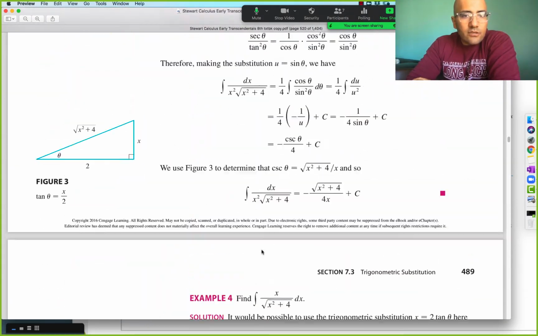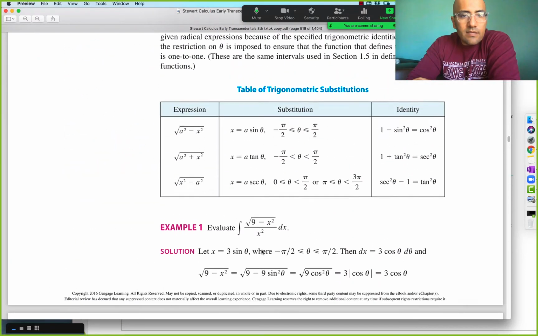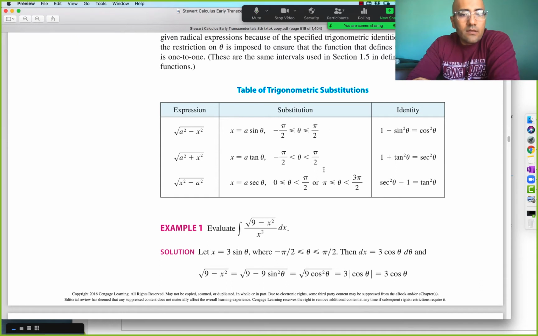At the beginning of this section, we are given this little list of things that work out well. When we see something of the form square root of a constant squared minus x squared, try this substitution. When we see a squared plus x squared inside a radical, try this substitution. And when we see x squared minus a squared, where a is a constant, try this substitution. The given domains of the angle theta are constrained by these conditions, to guarantee that the function is 1-to-1, and then we can do the substitution.